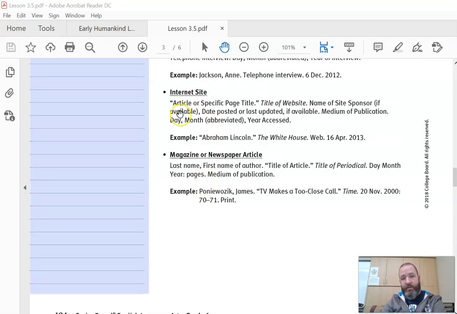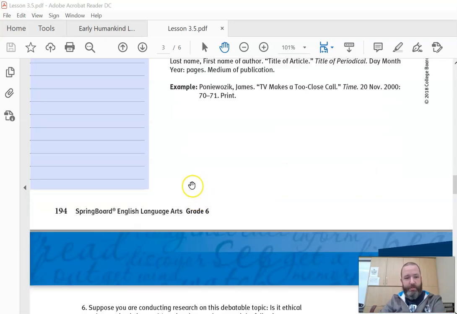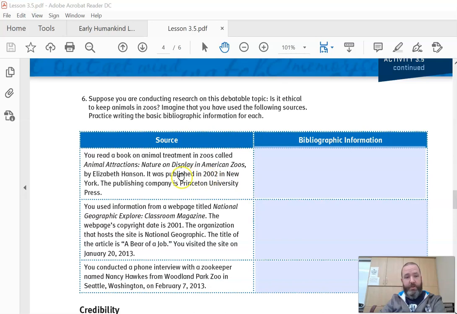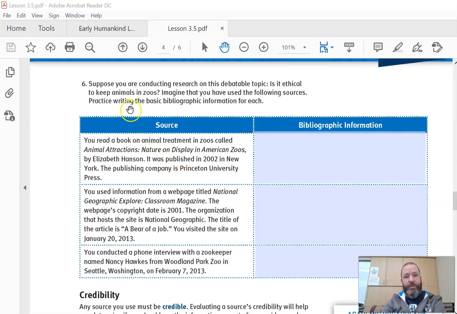This is going to come in important later, so remember this page. So right here, for number 6, it says, suppose you are conducting research on this debatable topic. Is it ethical to keep animals in zoos? Imagine that you have used the following sources. Practice writing the basic bibliographic information for each. This is going to be a little bit painful.